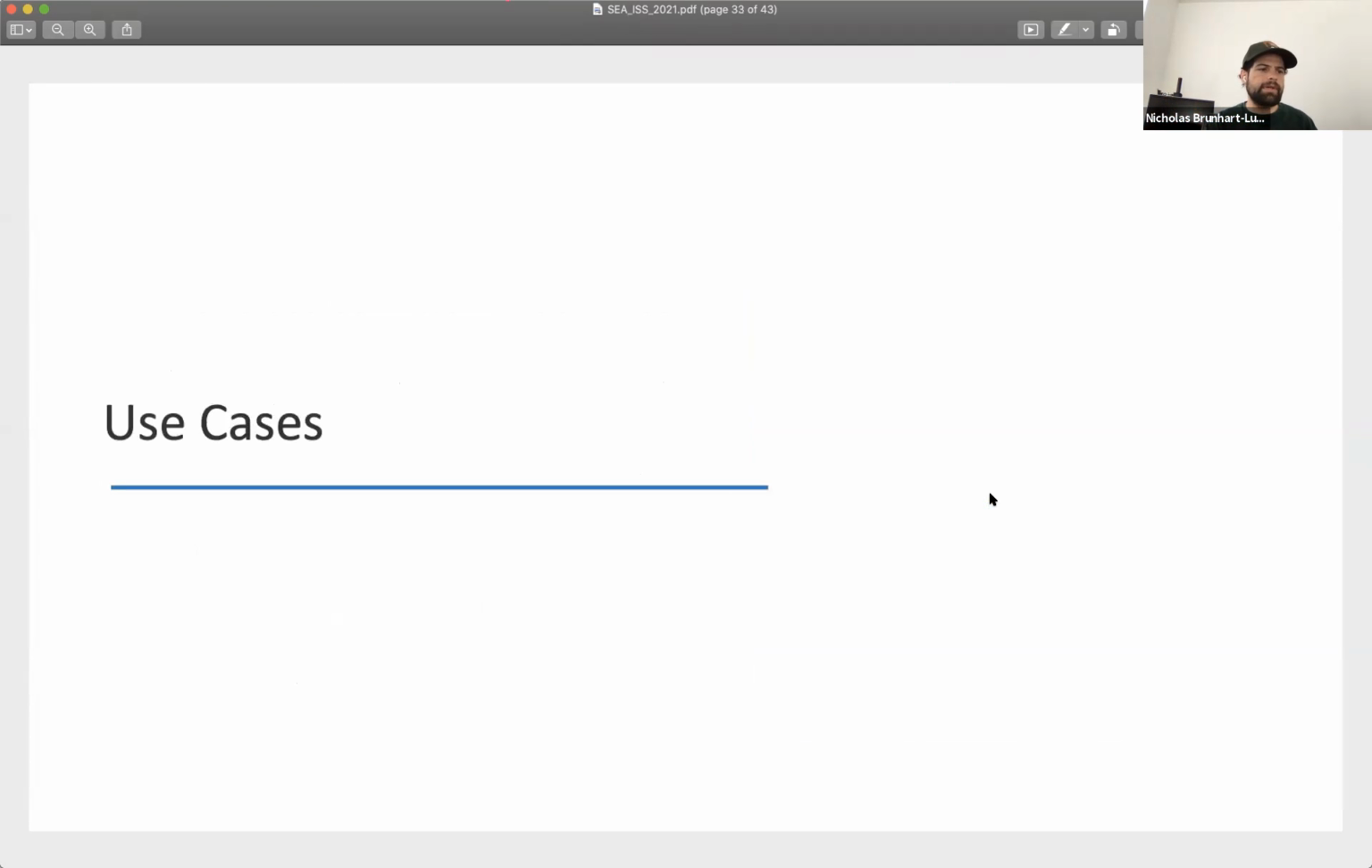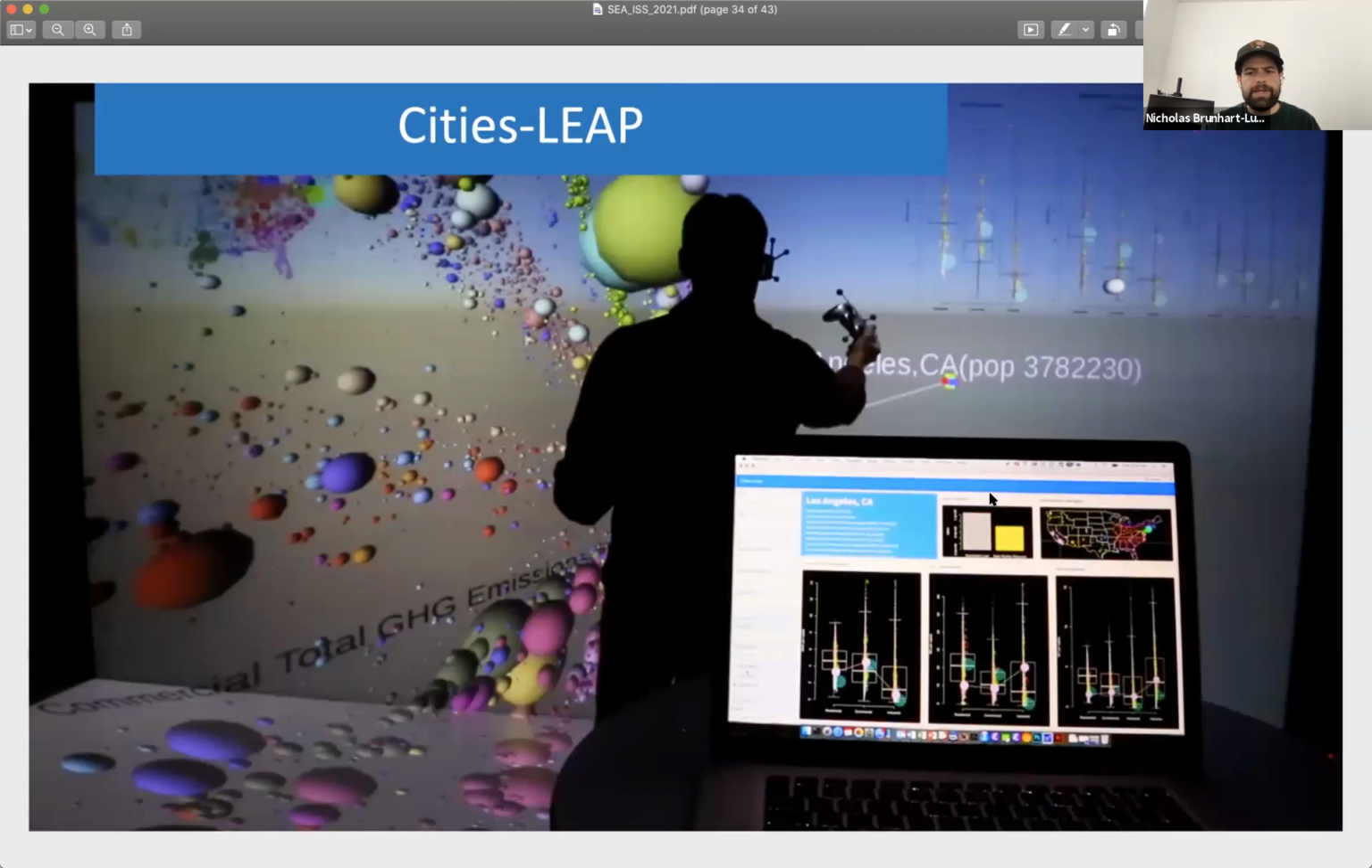So let's take a look at a few examples of this tool in action. First up is a project called Cities Leap. This is a project we did at NREL that developed city profiles for about 24,000 US cities. This is some of the energy profiles for those cities. And here you can see in this image, we've got an R-based Shiny dashboard that allowed cities to be compared on a range of metrics with the immersive 3D display.